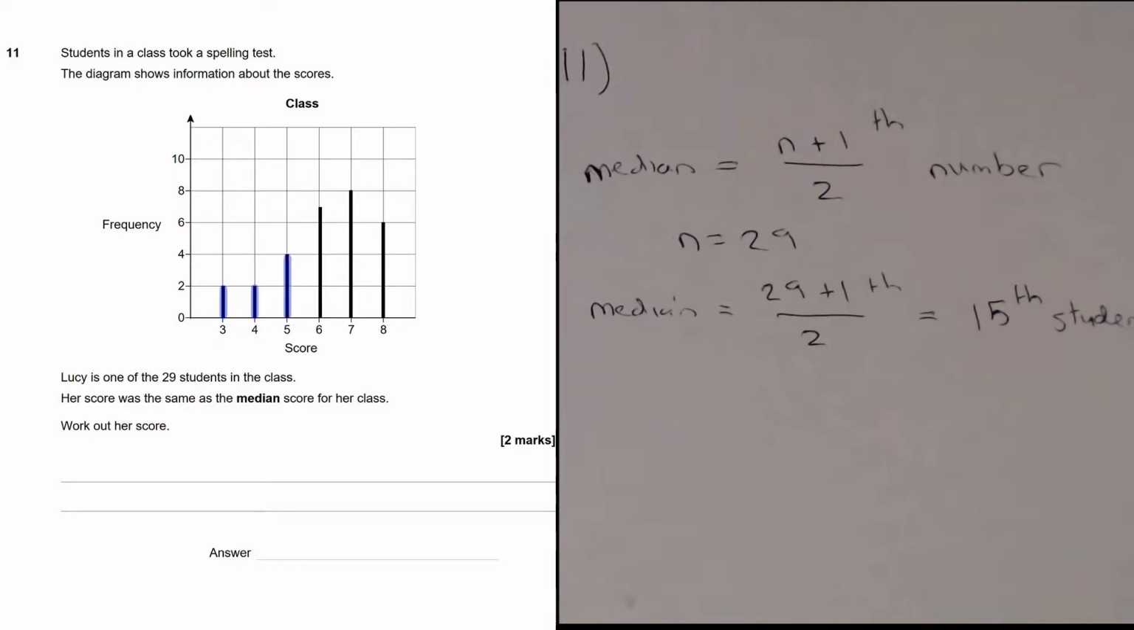Then we go to a score of 5, another 4 people got that. Plus the 4 we had originally is going to give us 8. And then with score 6, 7 people got score 6. Plus the 8 we had originally, that's 15. So there we go. We can see that the bar that contains the 15th person is the bar representing a score of 6. Therefore, Lucy's score was 6.